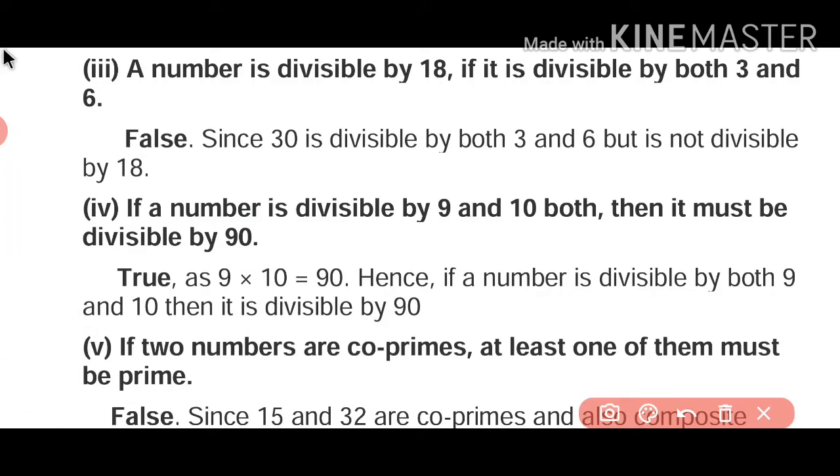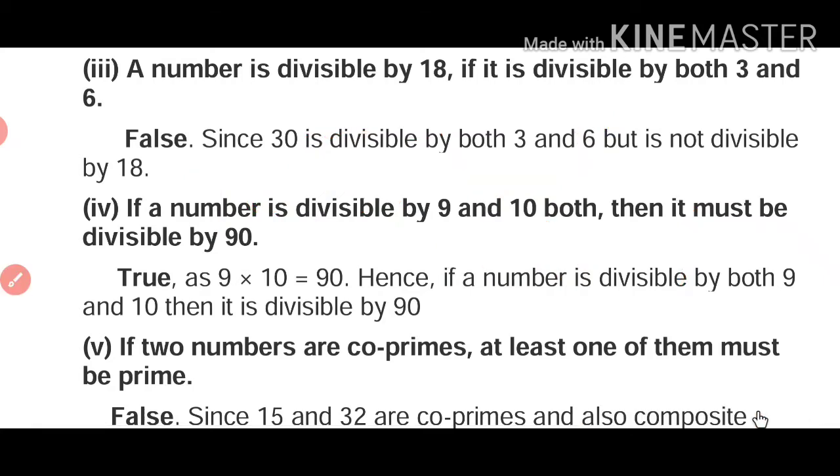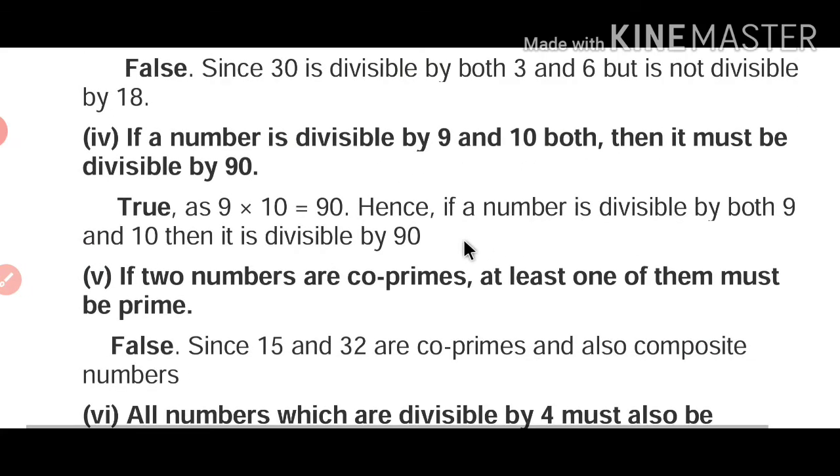Here 90, you can see 90 is divisible by 9 and 10 also, by 9 10 times and by 10 9 times, and 90 is divisible by 90 also. So if a number is divisible by 9 and 10 both, then it must also be divisible by 90, but you have to take a number which is divisible by both 9 and 10.